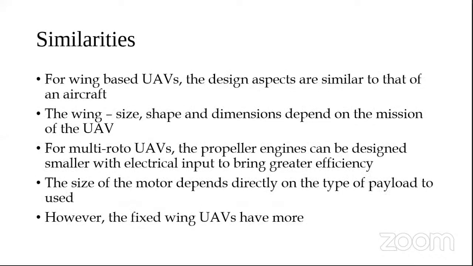The similarity is between an aircraft and the UAV. For wing-based UAVs, the design aspects are almost similar. The choice of airfoil, the methodology, the manufacturing, the flight test, everything is similar. You don't have to do a very big change. Okay, so the only problem is the wing. For the wing, the size, shape, and dimensions change as you change the mission of the UAV. So let us take various missions into account.